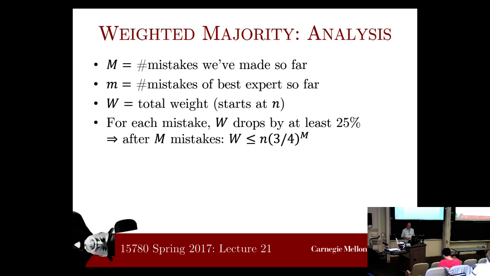So that means that after we've made capital M mistakes, the total weight in the system can be at most the initial weight, which is n, times 3/4 to the power of M. Every time we make a mistake, the weight becomes at most 3/4 of what it was before. So after M mistakes, it's going to be the starting weight of n times 3/4 to the power of the number of mistakes we made, which is capital M. So this gives us a bound on the total weight of all experts in the system at the end of the process, after T rounds.